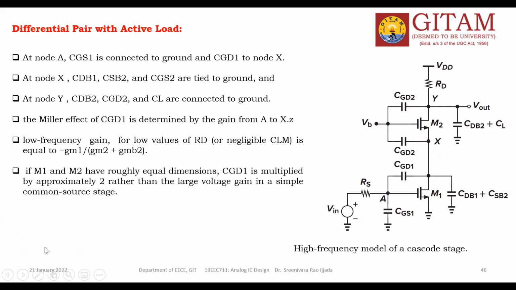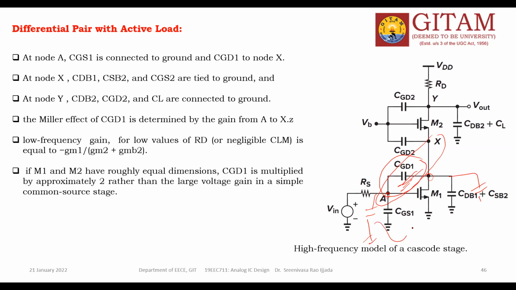So here in this circuit, who will produce the Miller effect? Generally, if you take this point, this will provide the Miller effect, because this CGD, gate to drain of M1, is connected between the input node and this output node. So the Miller effect of CGD1 is determined by the gain from A to X. So what is the gain between these two? From that you can find this Miller effect. Because if you apply the Miller effect for this capacitor, then you will get one capacitor here and one capacitor here.